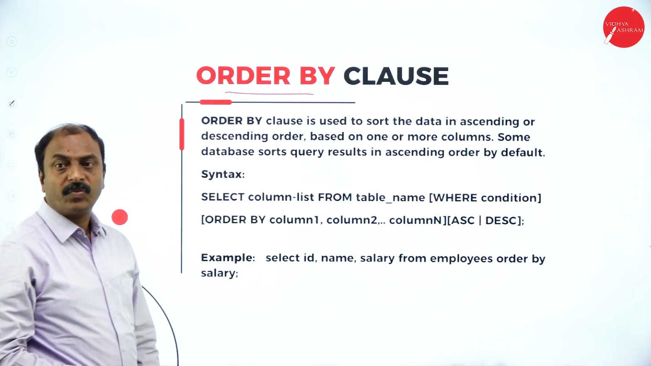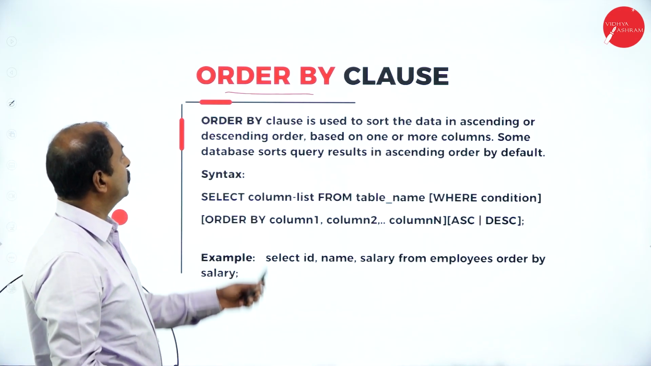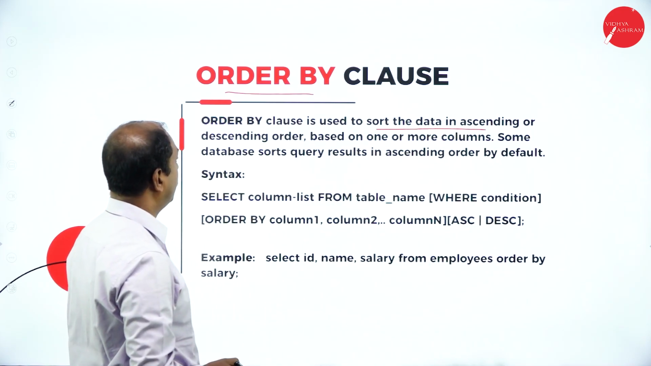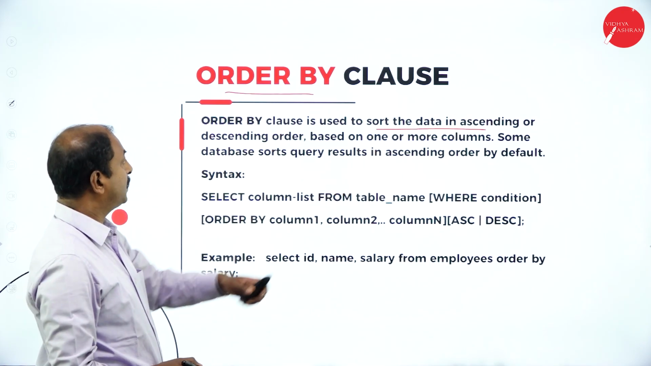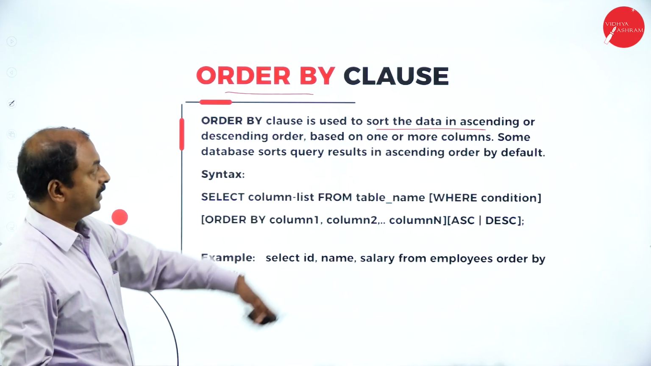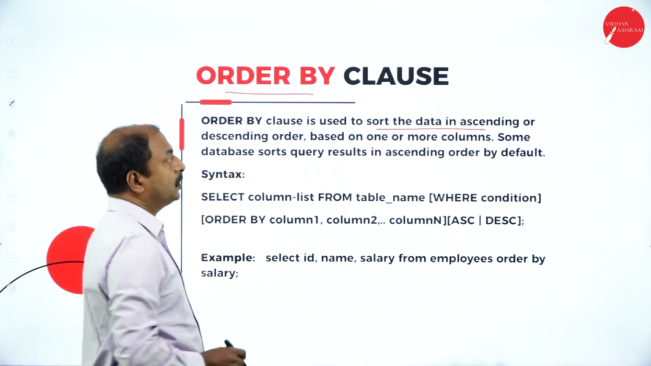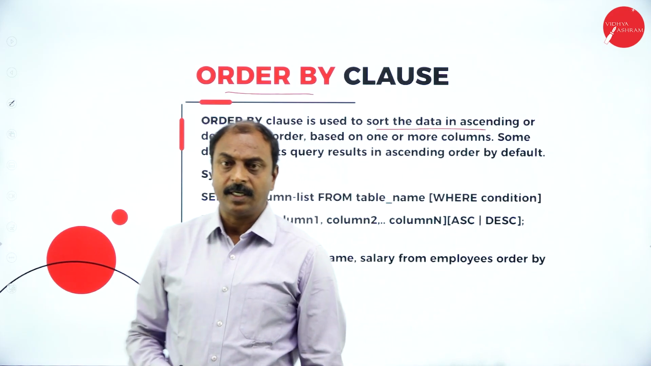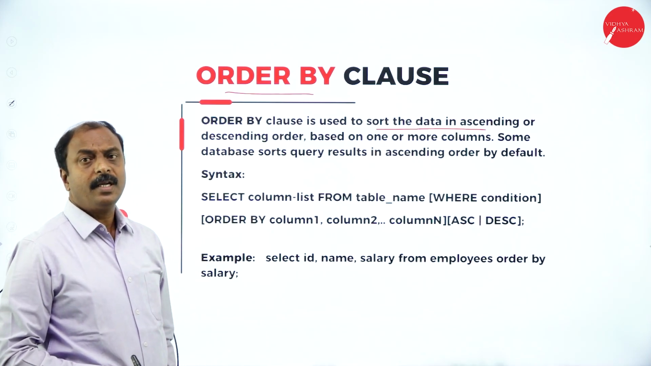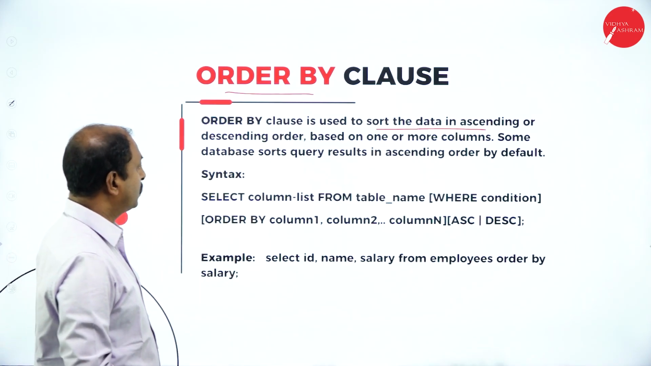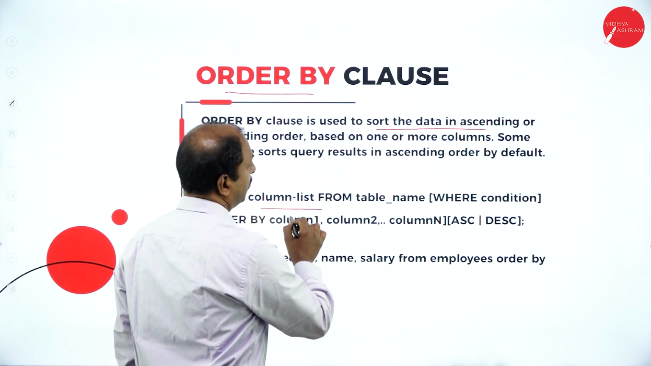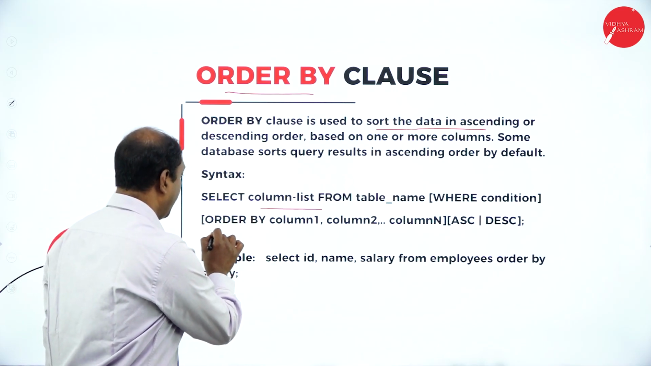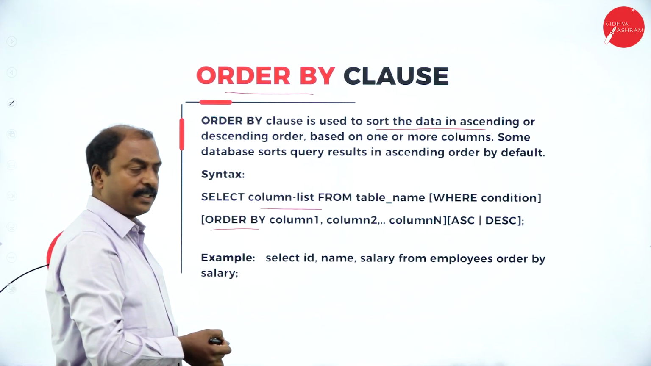This is another type of command we use in SQL. The definition: it is used to sort the data in ascending or descending order based on one or more columns, and some databases sort query results in ascending order by default. If we would like to sort the data in a table in ascending or descending order, we have to make use of the order by clause. Look at the syntax: select column list from table name where condition, order by.